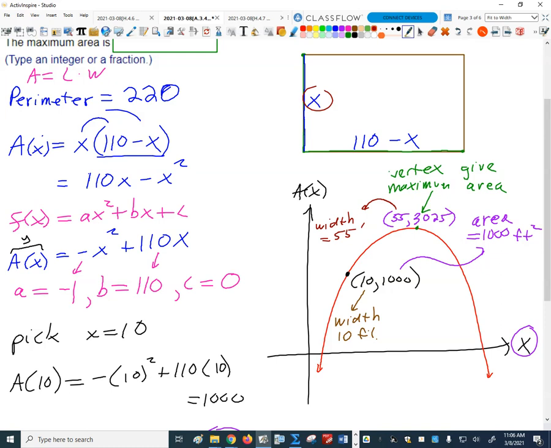Right? How about the other part of it? What does the 3025 tell us? Well, the 3025, the output, is an area, right? The y-coordinate here, y corresponds to A of x. So that means that the area equals 3025 square feet, because we measure area in square feet. Okay, give me a 1 to 5 on that.